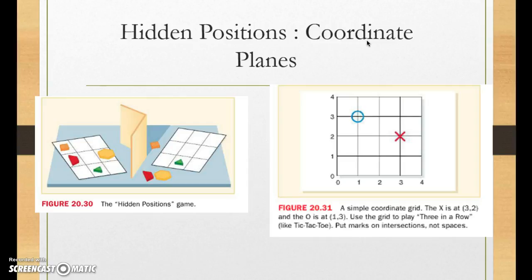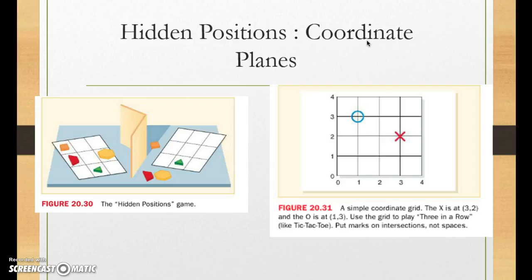Here are a few visual examples of the activities I just explained to you. On the left is the hidden positions game, as they have the folder between each student and both of them have their shapes on the board. Once the other student guesses with the description of the path and the location, the student can take the shape off. The first student to have an empty board wins.